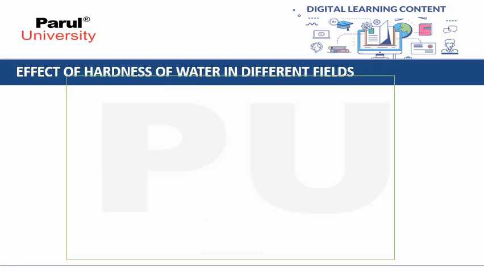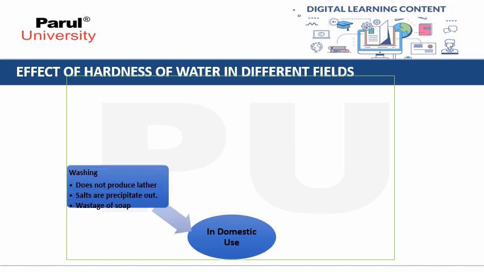The effect of hard water in the different fields. Let us see one by one. Suppose in domestic use, as we have seen, we use it for washing purpose. So if we use hard water, then it will not produce good lather with the soap solution, and the salts will be precipitated out, and there will be wastage of soap.